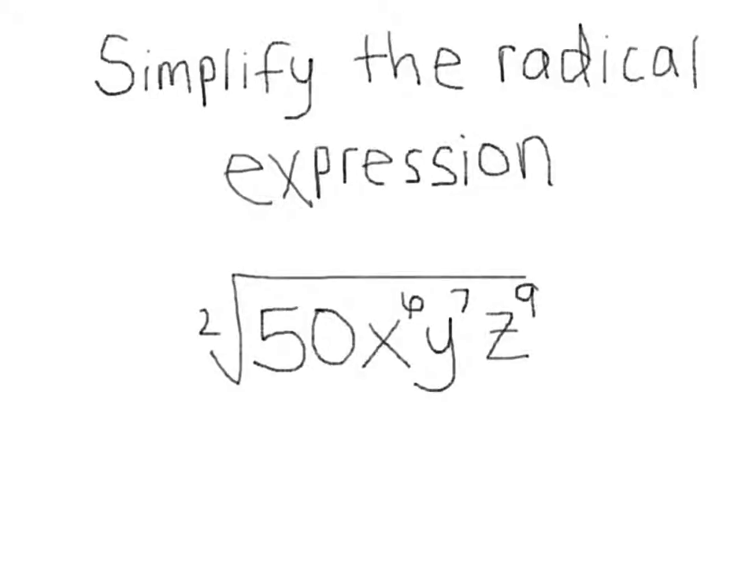The problem I'm going to do today is simplifying the radical expression. Our problem is the square root of 50 x to the 6th, y to the 7th, z to the 9th.